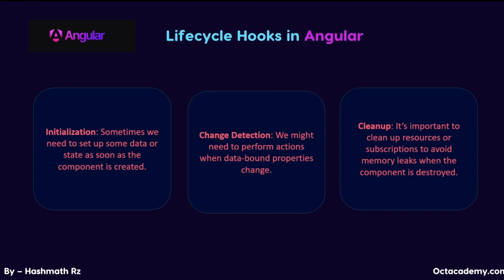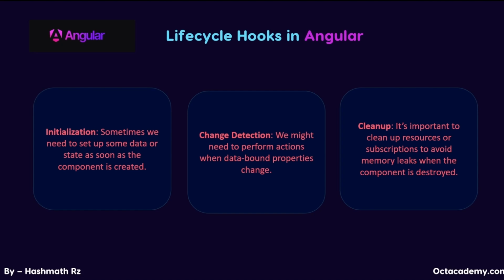Now you might be wondering, why do we need these hooks? Sometimes we need to set up some data or state as soon as the component is created. Sometimes we might need to perform actions when data-bound properties change. And sometimes we have to clean up resources or subscriptions to avoid memory leaks when the component is destroyed. For each of these scenarios, we have to use these lifecycle hooks. Don't worry about this. If you don't get it, you will get used to these in the next few lectures.